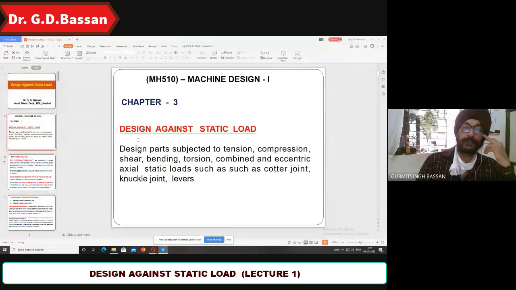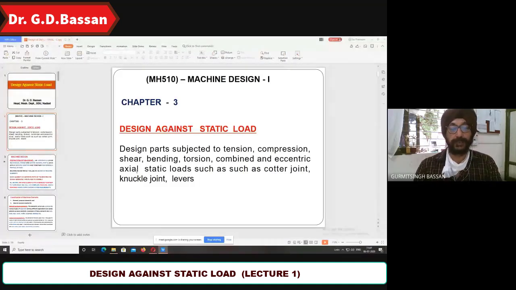Okay. Now, in the design against static load, we have to discuss design of parts subjected to tension, compression, shear, bending, torsion, combined and eccentric axial static loads, and a combination of all these loads, which will give you the cotter joint, knuckle joint, and levers. So these are the topic points which we are going to discuss in this particular chapter.